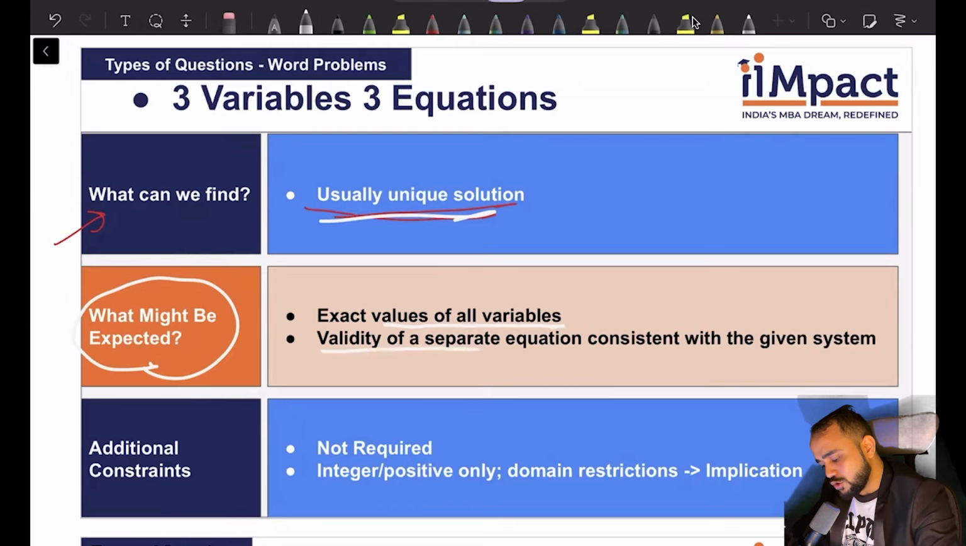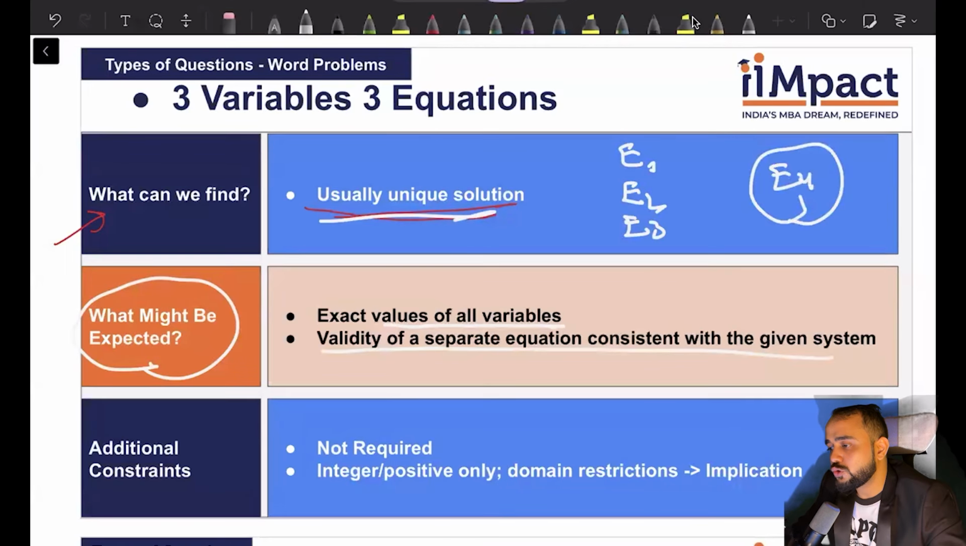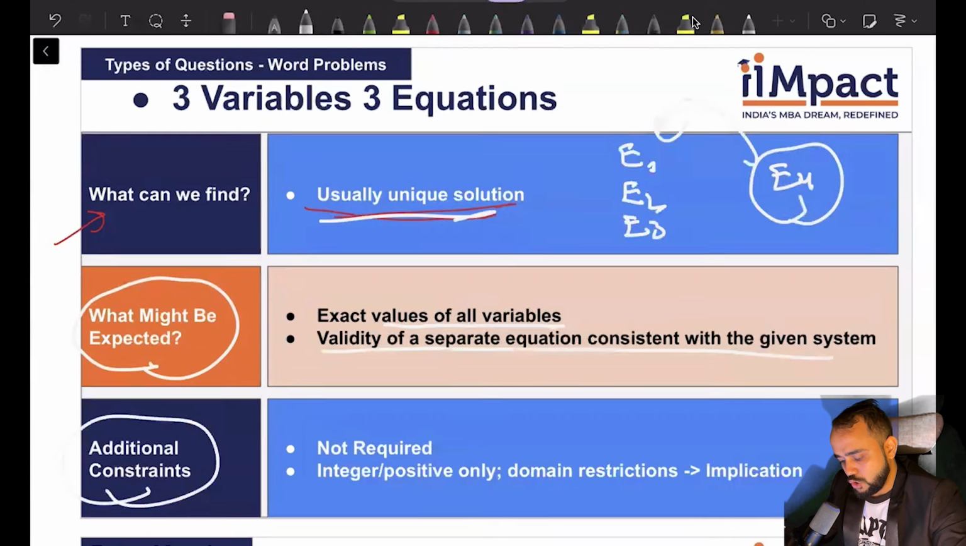They can also ask you the validity of a separate equation, which is consistent with the given system. They will give you equation 1, equation 2, equation 3, and they will say, is equation 4 true? The approach there is very clear. You express equation 4 in terms of equation 1, 2, and 3. If you can, then yes. If you can't, then no. Are there any additional constraints required? Not required. You have three equations, three variables. I don't need any additional constraints for this.